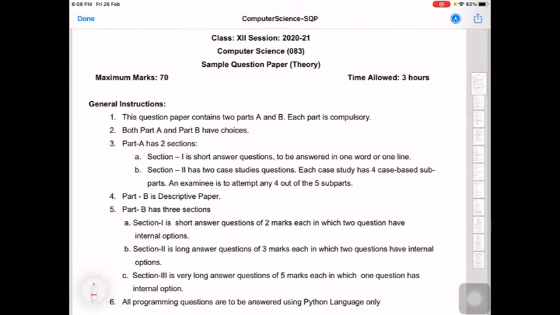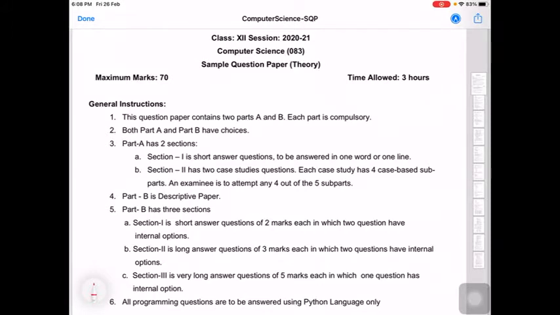Okay, so in this video lesson, we will be discussing some tips and the procedure through which you can solve the SQL queries and the output based questions of SQL very easily, and you can get 100% marks in the SQL queries. So students, this is the sample question paper provided by the CBSE in their website.